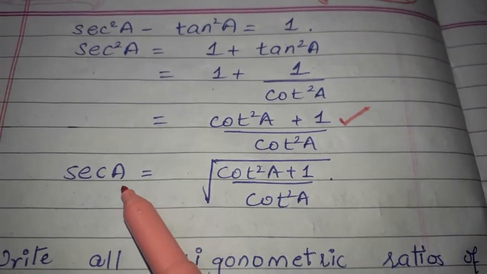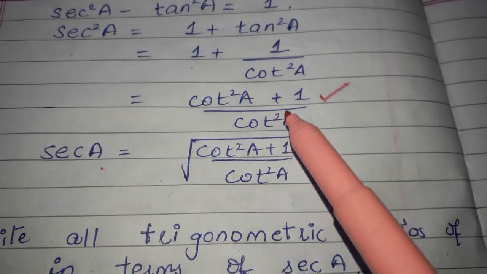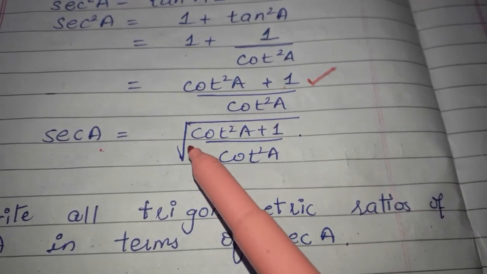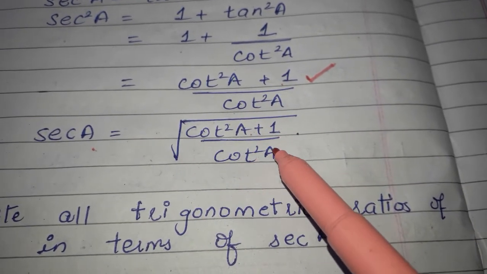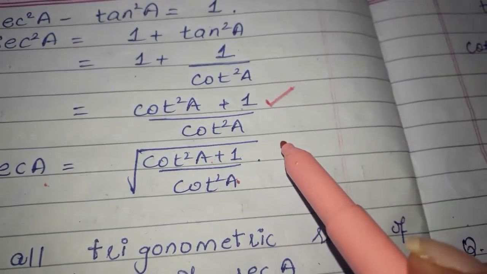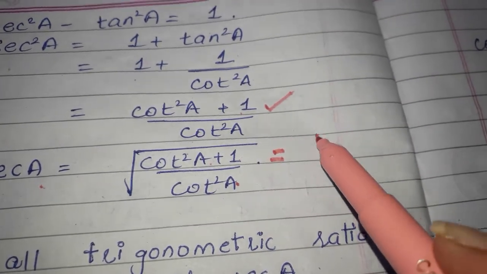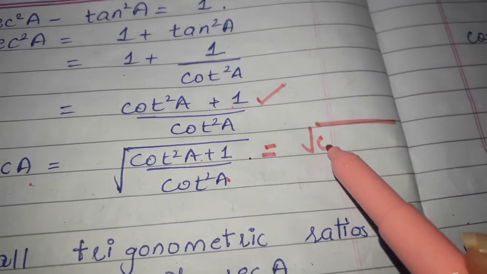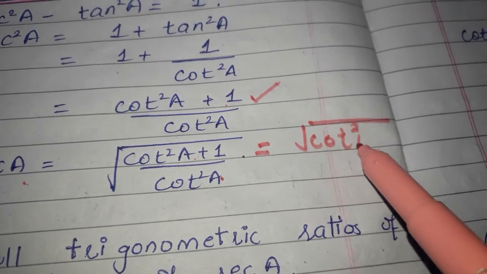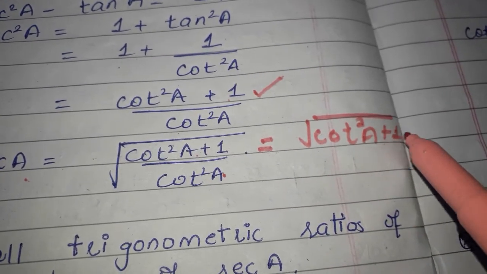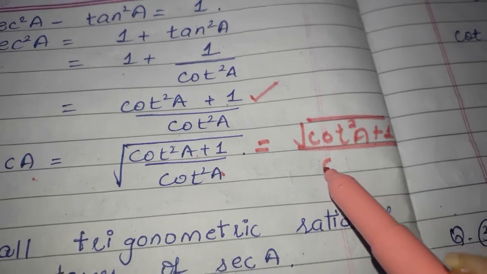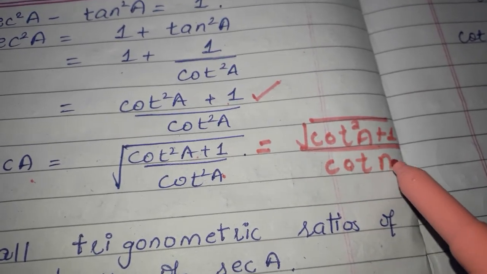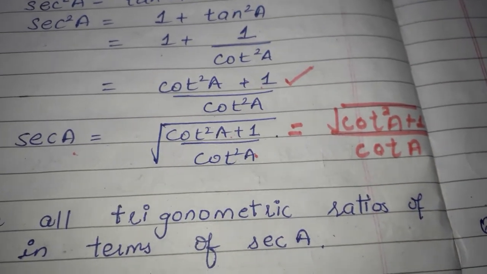On removing its square, here it will become its under root. Under root of cot²A plus 1 upon cot²A. You can write it in another term, that is under root cot²A plus 1 upon cot A, because under root of cot and square of cot will be cancelled with each other.